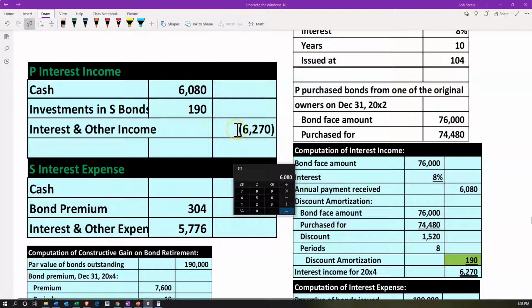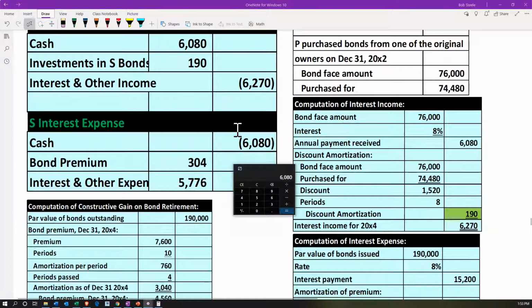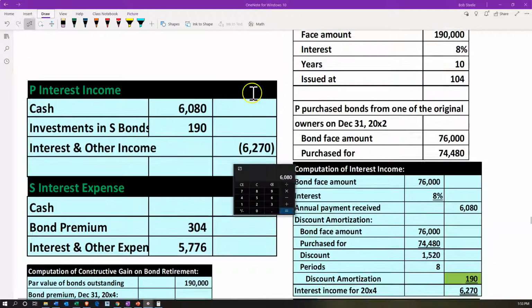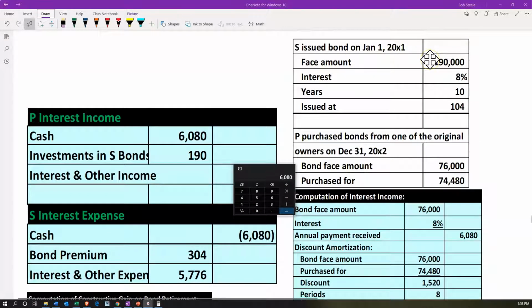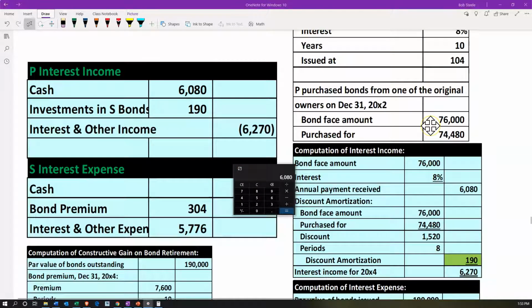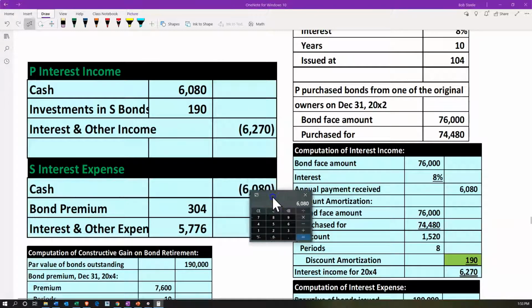So for P's, we have interest income of that 6,270, but that's basically intercompany activity. What about S's side of things, which issued the bond? Now remember, again, S issued 190 bonds, but we're only really thinking about the ones that are intercompany. We want to think about the journal entry, in journal entry format, what would be the amount related to the intercompany bonds at that 76,000? So how can we think about that?